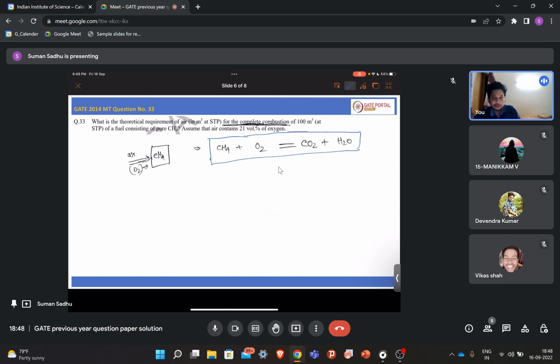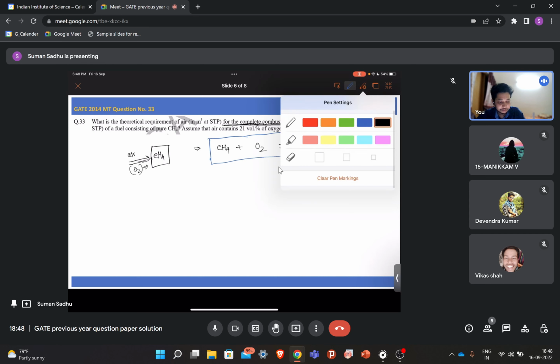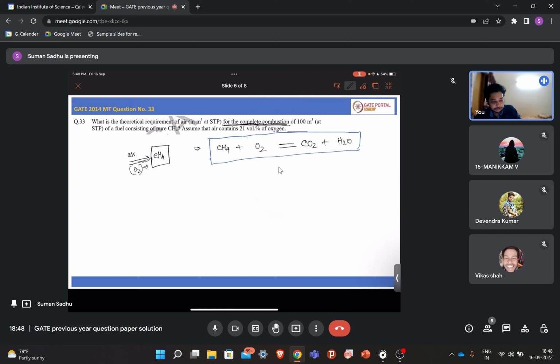Now we have written the equation. Now we have to do the mole balance, right? Then only the equation will be complete. So on the left hand side, carbon is 1 mole only. Here also 1 mole. Hydrogen, 2 moles is there, but hydrogen here is 4 atoms.